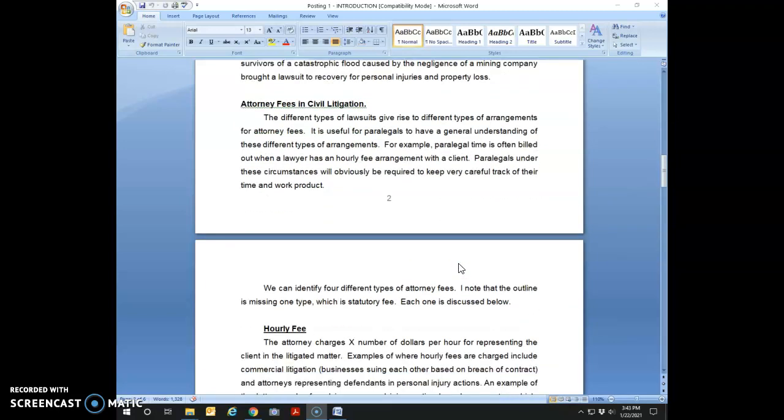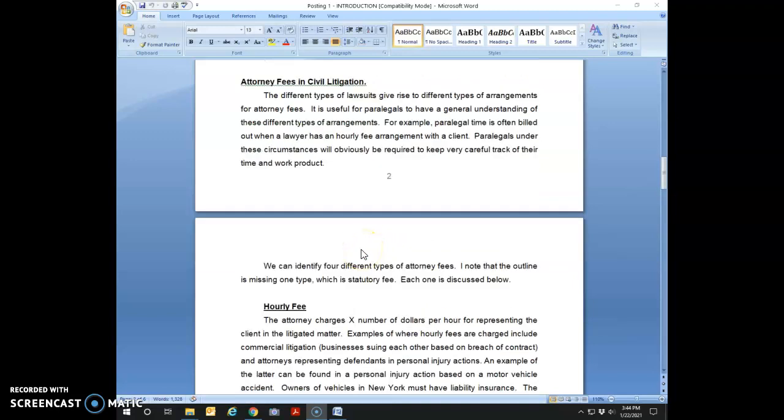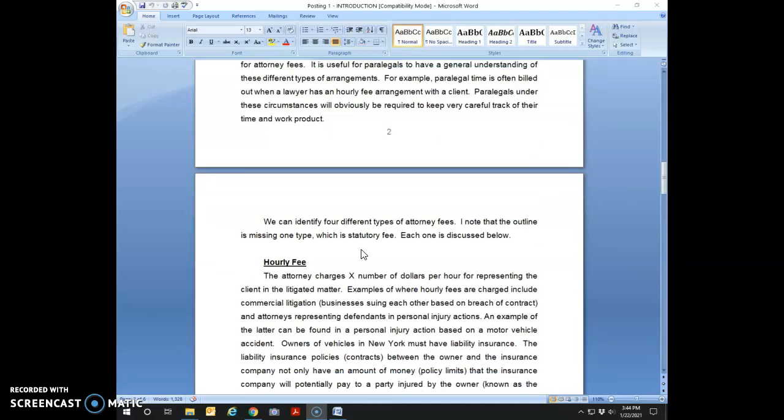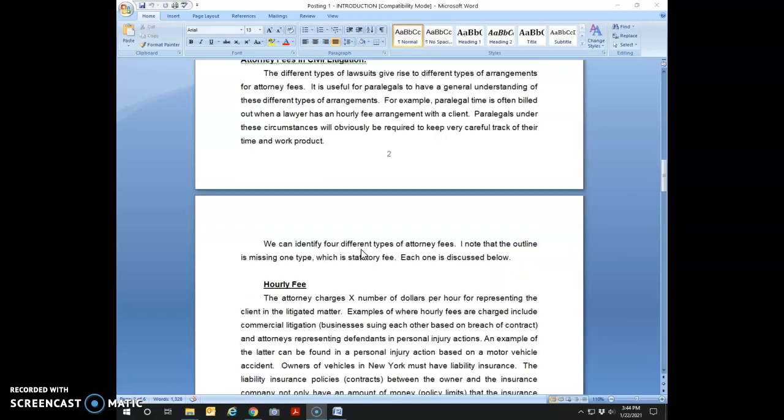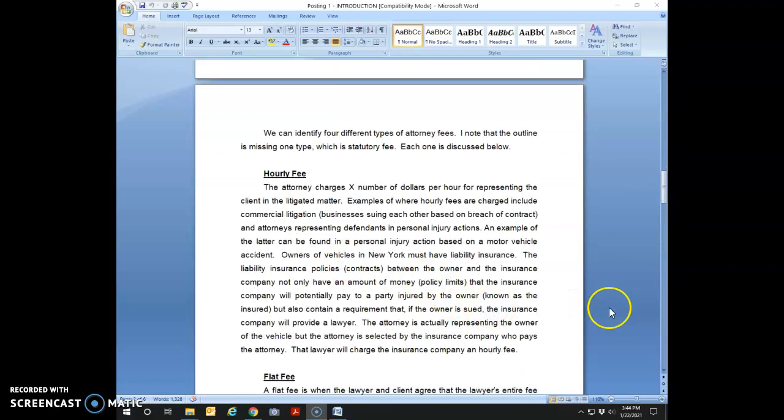What I want to get into next is what I consider to be a very practical aspect of civil litigation, namely how lawyers get paid. And so I have a section devoted to attorney fees in civil litigation. You'll see that I've identified 4 different types of fee. I also note that the textual outline, which covers this material, is missing one type that I've added here, which is the statutory fee, which I'll get to in a bit.